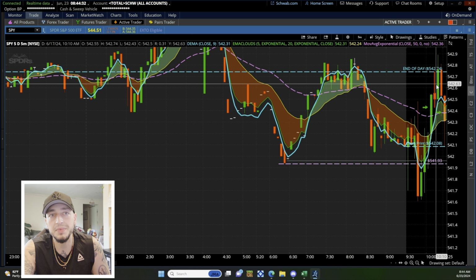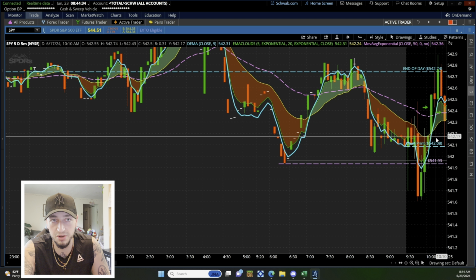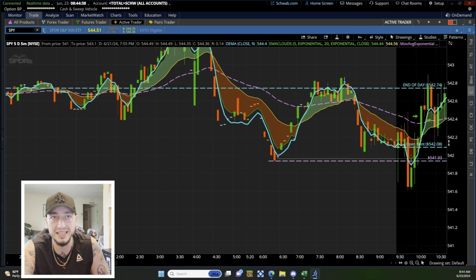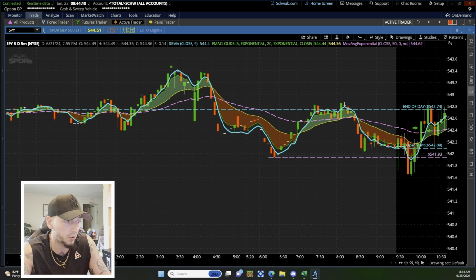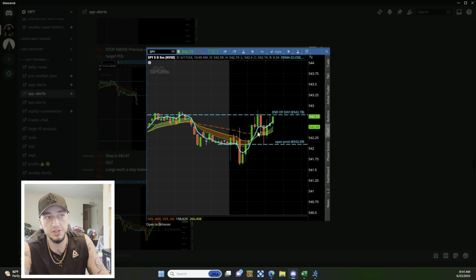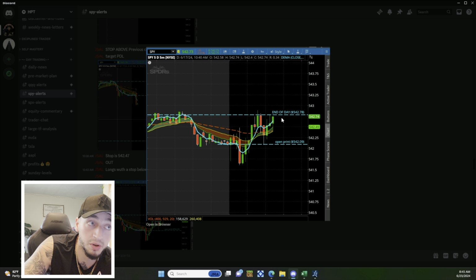Price comes down, tags the 50, tags open print, and then we close back above the cloud and we retest into it. So you're going to see here in the Discord, I stop out over here at 10:08. I'm back in the market long at 10:43. Longs with a stop below the 5-minute cloud, right? So check it out. We rip into open print. Buyers defend that. We get back above that 50. Now I'm in the market long with a stop below the cloud, right?